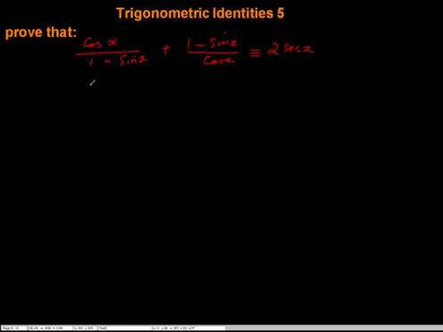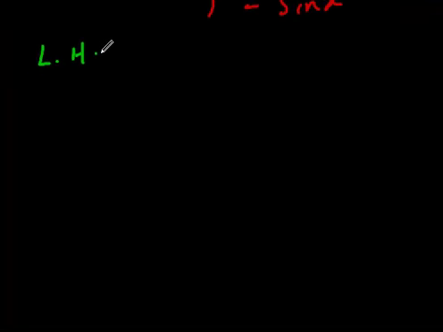Okay, what do I do? The first thing I can see, which I should always look at, is that I've got more information on the left hand side. So I'm going to make a start from the left hand side. There should be no reason why you should make a start from the right hand side when you've got only 2 sec x there.